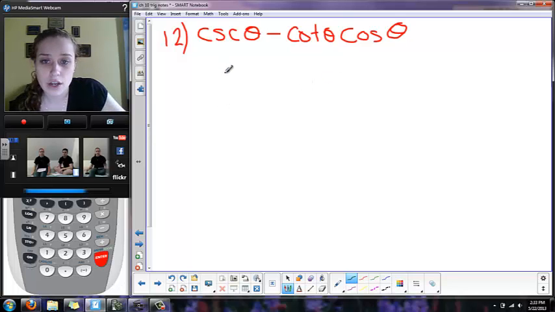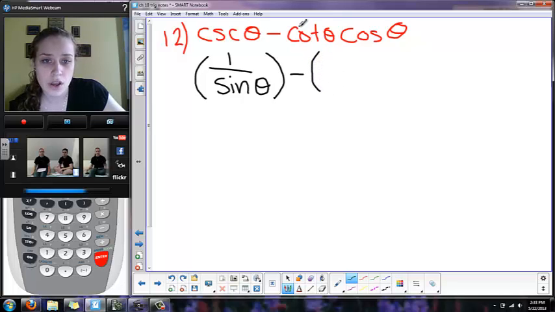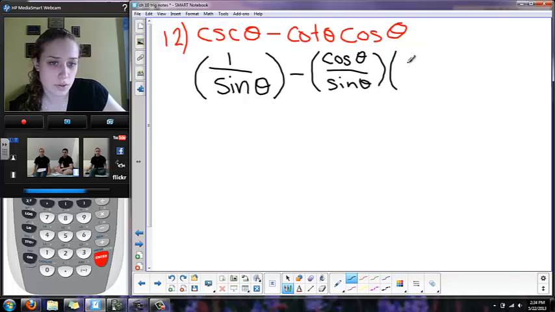So how can I rewrite cosecant theta in terms of sine and cosine? Well, that is actually just 1 over sine theta minus, let's just go through everything and then figure out what we need to do. Cotangent theta is cosine theta over sine theta. And then cosine, we can't really simplify that any farther, it's just cosine theta.